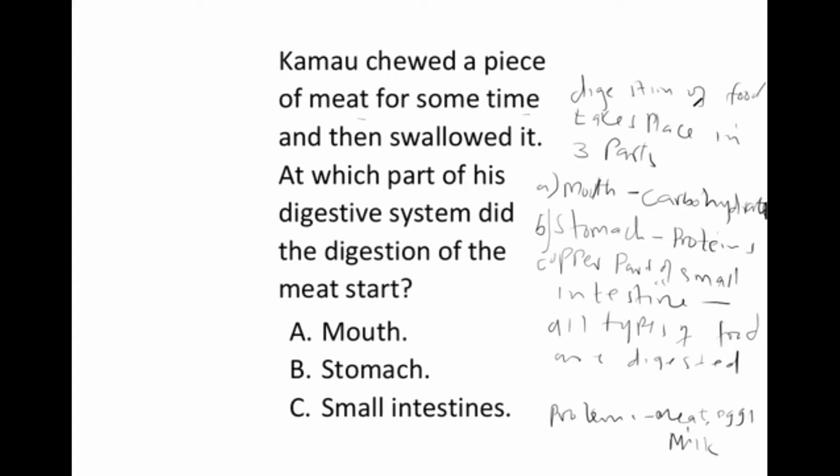They just pass through the mouth. They are chewed by the teeth. So when you look at the answers there, we have mouth. We know what is digested in the mouth are carbohydrates, and meat is not part of the carbohydrate. Then we have B, the stomach. In the stomach we have proteins. Examples of the protein, we have meat, eggs, and milk. So in our case, the answer will be B.